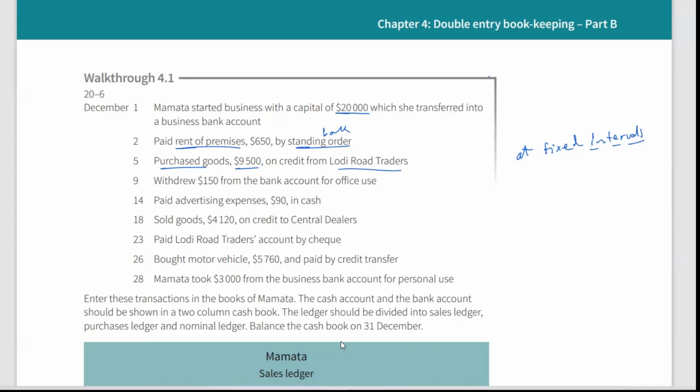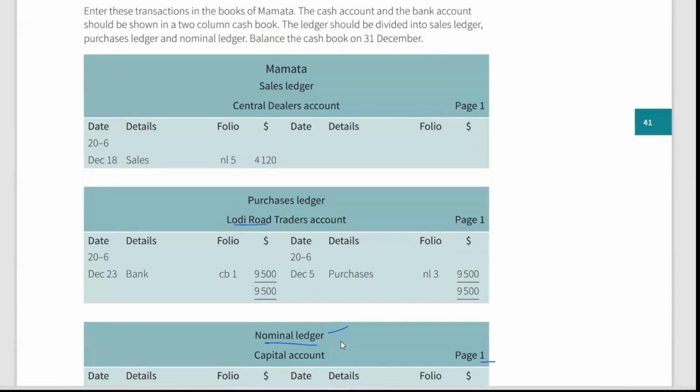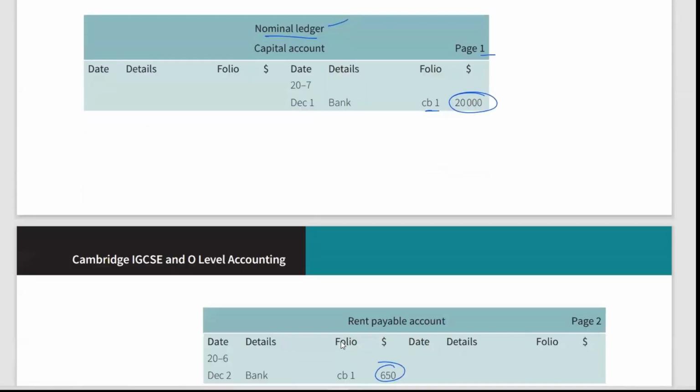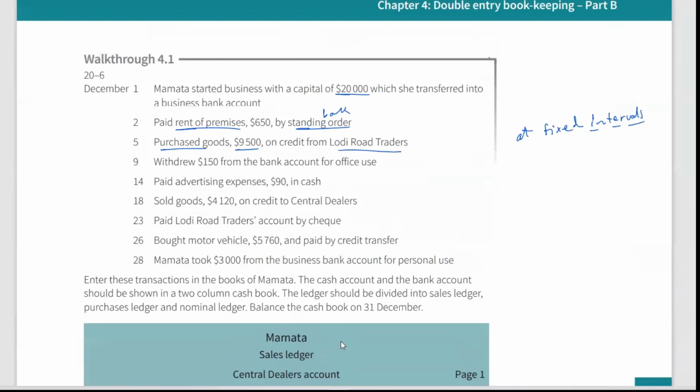Okay, when liabilities go up, they're credited. So if we go to purchase ledger, under that you have Lodi Road traders, and if you notice 9,500 credit, and in the purchases account, you will see 9,500 debit. I think everything is good so far.